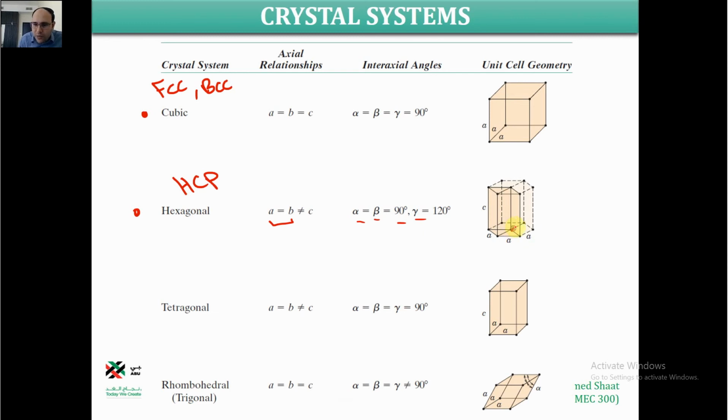For example, you're going to find that this is the Y-axis, and this is the X-axis, and the vertical one is going to be the Z-axis. So the angle between X and Y is not 90 degrees. In the hexagonal crystal structure, it is 120 degrees. But the angle between X and Z, or Y and Z, is 90 degrees. So that's why alpha and beta are 90, and A and B are equal, but the height C is different. So this is the hexagonal system.